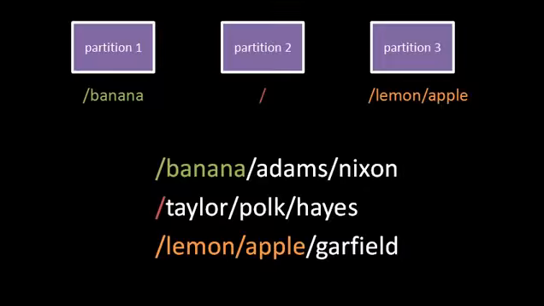And finally, when the file system reads the path /lemon/apple/Garfield, it first again looks in the root directory of partition 2, it looks for a directory named lemon, within which it looks for a directory named apple, and it finds it and sees that it corresponds actually to the root directory of partition 3, so it goes and looks in partition 3 for a file or directory listed as Garfield.